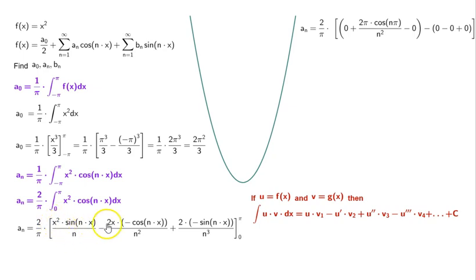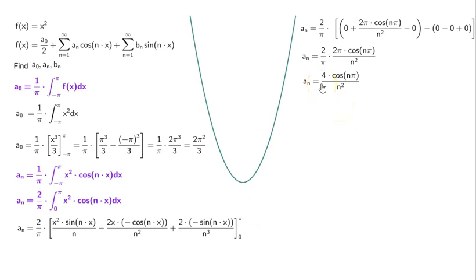So this becomes 0, this becomes 0, this which will also be 0 because sine 0 is 0. So an is equal to 2 by pi times 2 pi times cos n pi by n square, which on simplification becomes an is equal to 4 times cos n pi by n square. So now we have an.